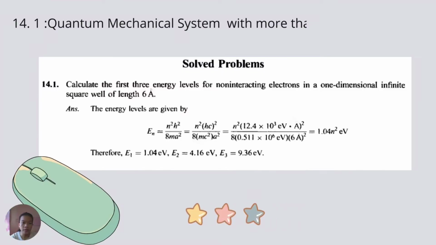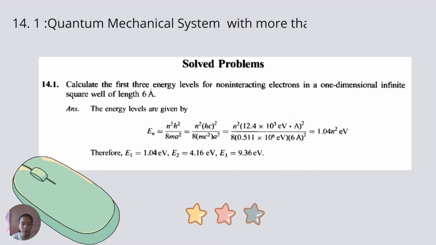Okay, the first question is to calculate the first three energy levels for a non-interacting electron in a one-dimensional infinite square well of width 6 A. We will use the formula En equal to n squared h squared over 8ma squared, where n is the energy level. If the energy level is 1, then n equal to 1. If the energy level is 2, then n equal to 2. Here we have the first three energy levels, so n equal to 1, 2, and also 3. We will substitute all the values into the formula.